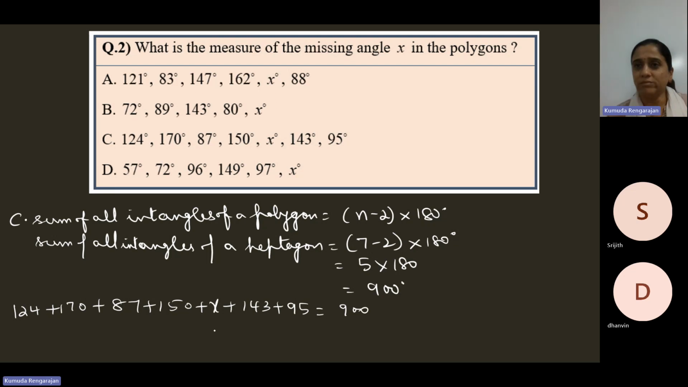What is the sum of all the numbers on the left hand side? Ma'am, it is 669. What is the sum of the numbers? 760? 669. So x is equal to?